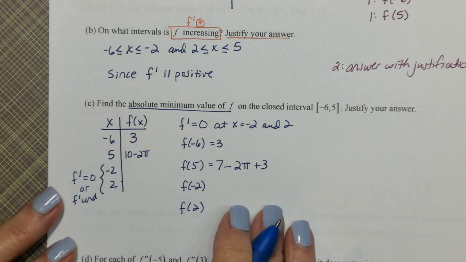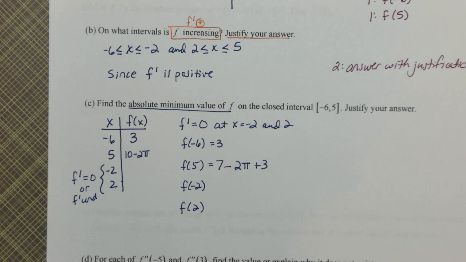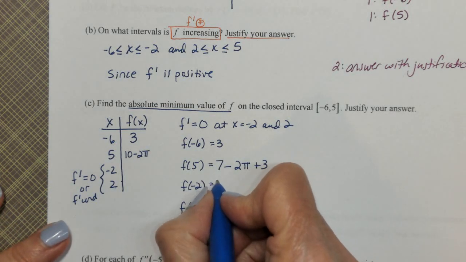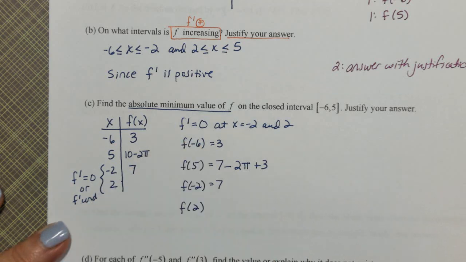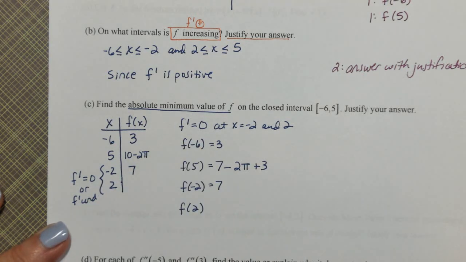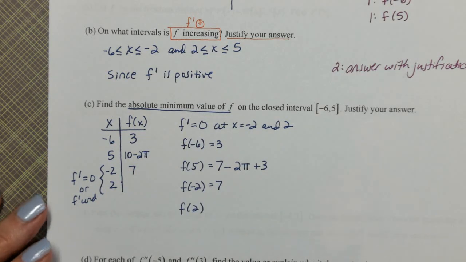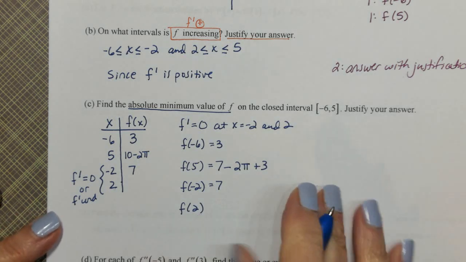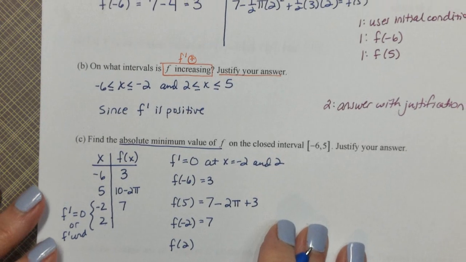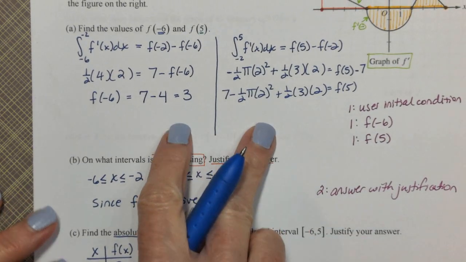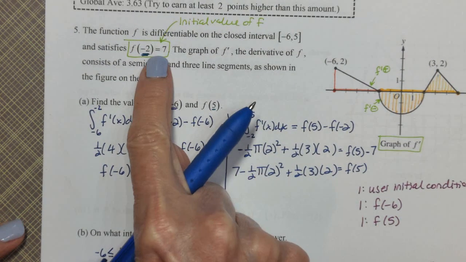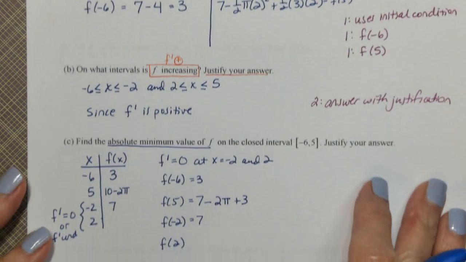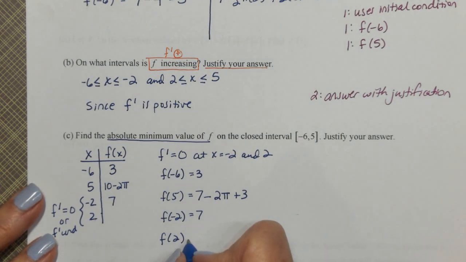F of negative 2. Oh, well this actually turned out okay because f of negative 2 was the one that they gave us. It was the 7. So that's easy to slap down there. I don't have to make a statement about that being the relative max. Okay, for f of 2 though, we're going to need to do a little work because f of 2 we did not find in part A and it was not given to us like f of negative 2 was. So we got to do a little work to get there.